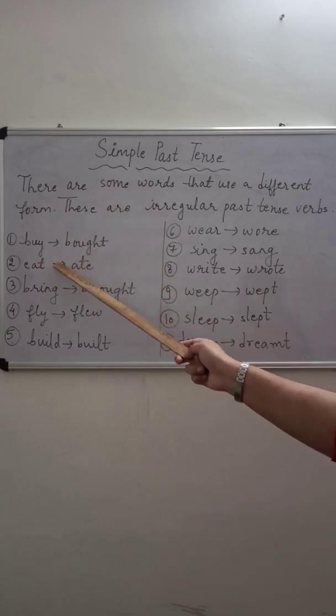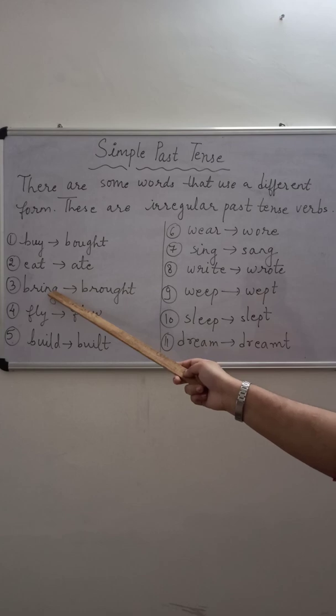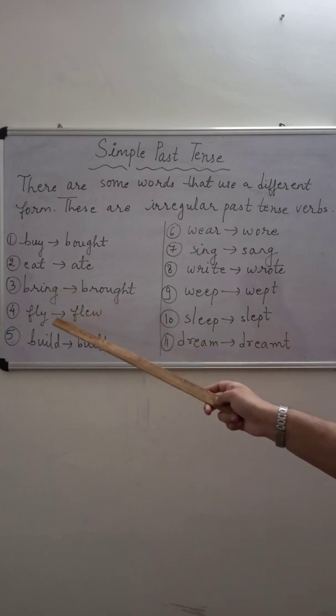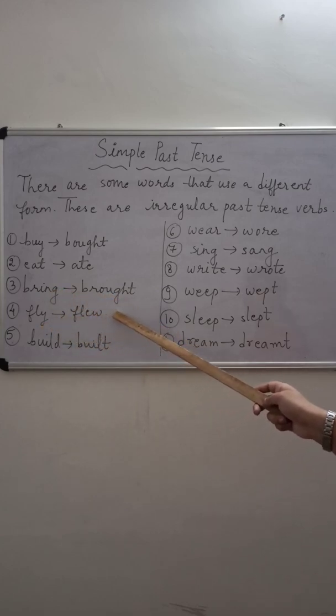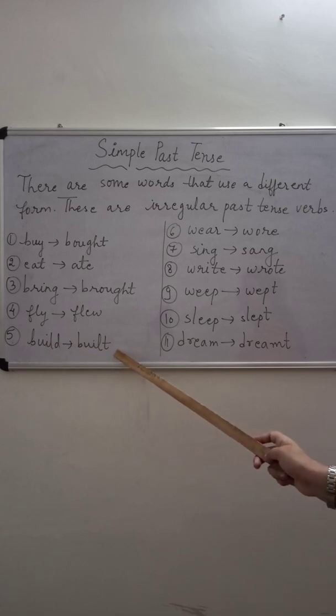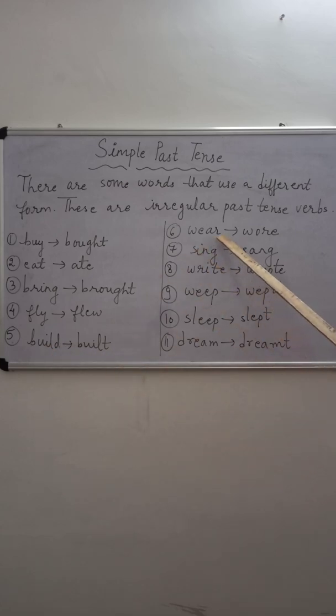Eat becomes ate. Bring becomes brought. Fly becomes flew. Build becomes built. Wear becomes wore. Sing becomes sang. Write becomes wrote. Weep becomes wept. Sleep becomes slept. Dream becomes dreamt. So these are some of the irregular past tense verbs.